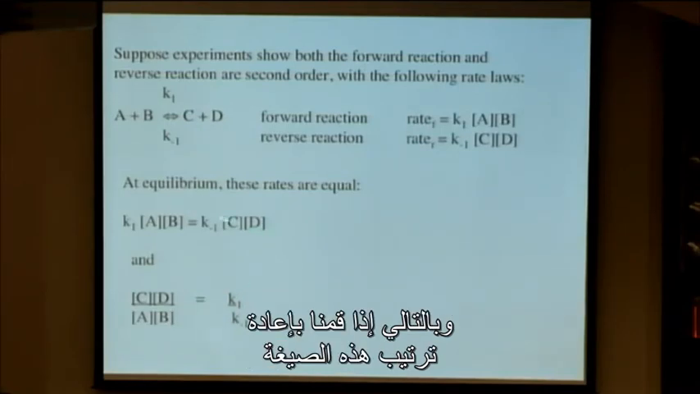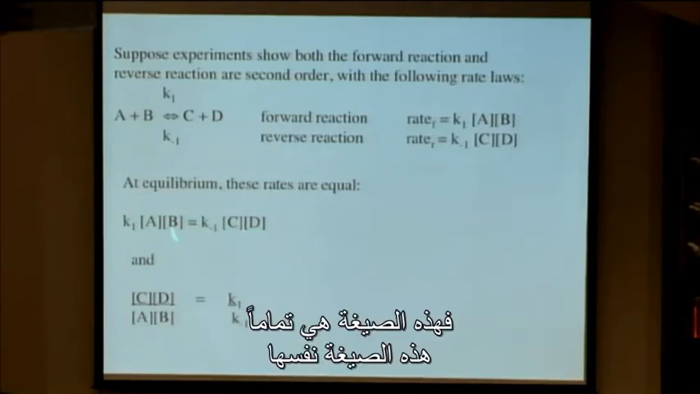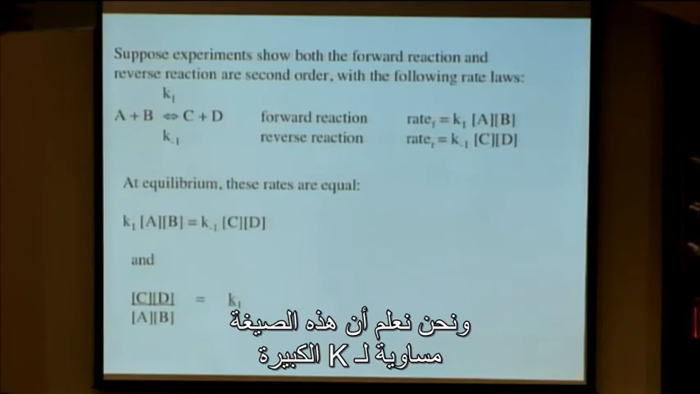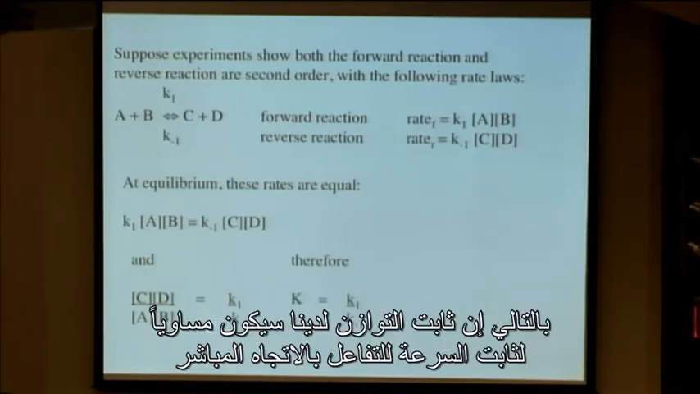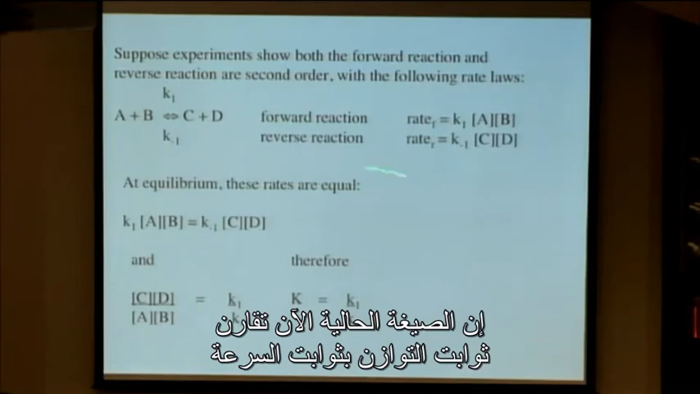So if we just rearrange this expression and move the rate constants to one side and the concentration terms to the other side, this expression is the same as this expression. And we also know what this expression is equal to, which is our big K. So therefore, our equilibrium constant equals the rate constant for the forward reaction over the rate constant for the reverse direction. And so here's an expression that compares equilibrium constants with rate constants.